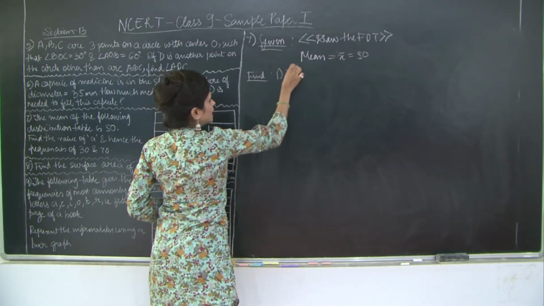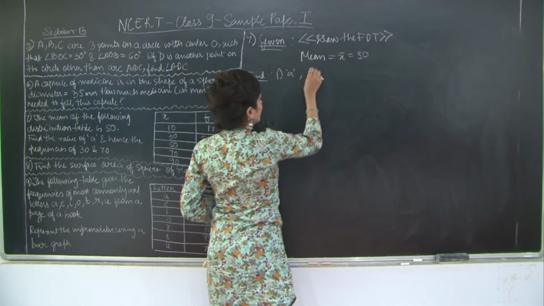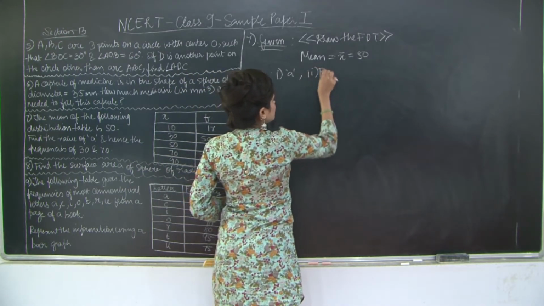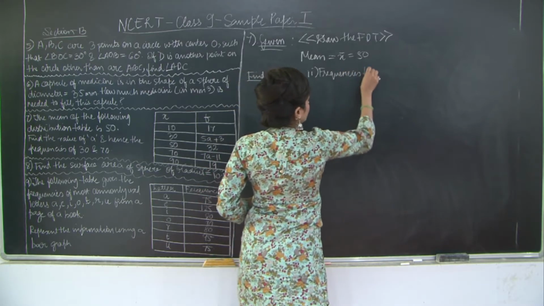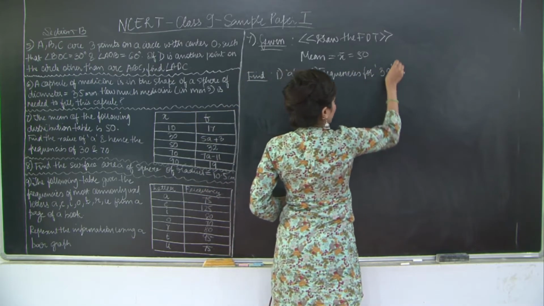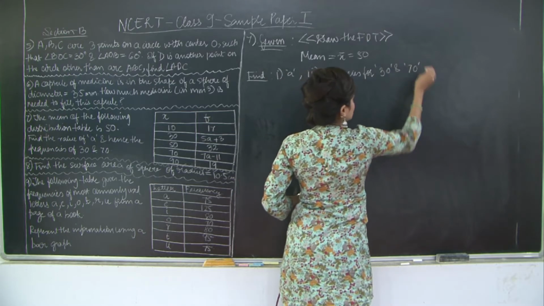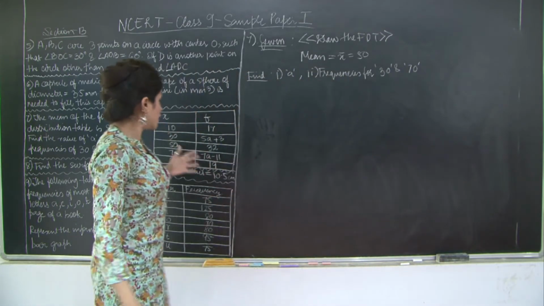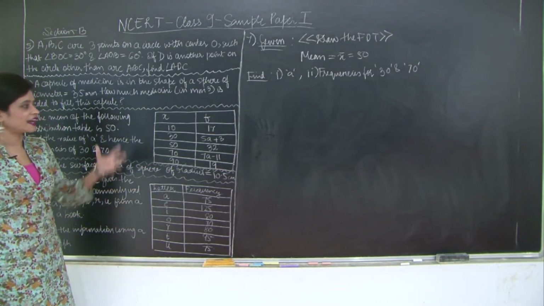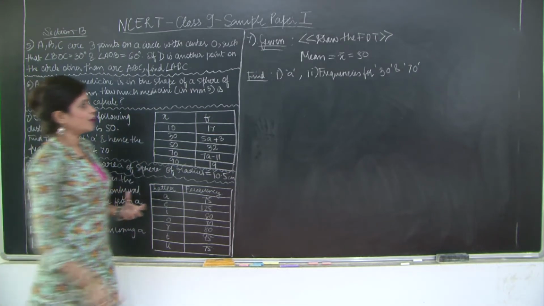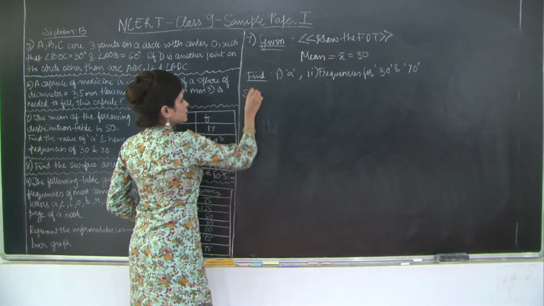First, I need to find A and then I need to find frequencies for 30 and 70. So what are 30 and 70? They are nothing but the classes, the different classes of the ungrouped frequency distribution table. They are not really values out here. Okay. So I'll say now solution.